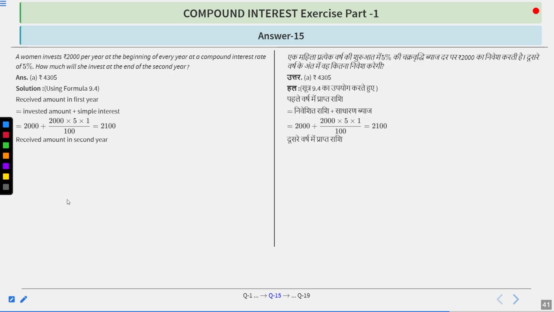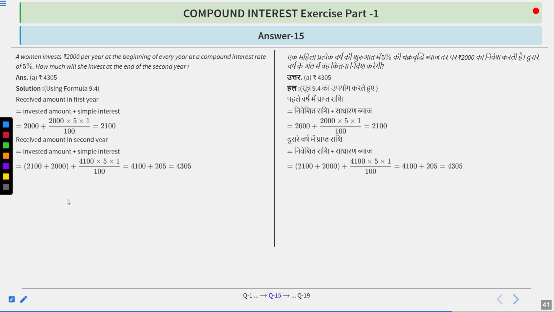Then received amount in second year is going to be invested amount plus simple interest, that is 2100 plus 2000 plus simple interest, that is P into R into T. Because now the invested amount is going to be 2100 plus 2000, that is 4100. So we have taken our principal to be 4100 into rate 5 into T upon 100. That becomes rupees 4100 plus 205, that is 4305. Hence, the woman invests rupees 4305 at the end of the second year. So option A is going to be the correct answer.